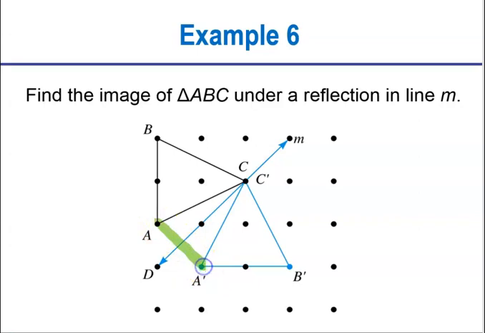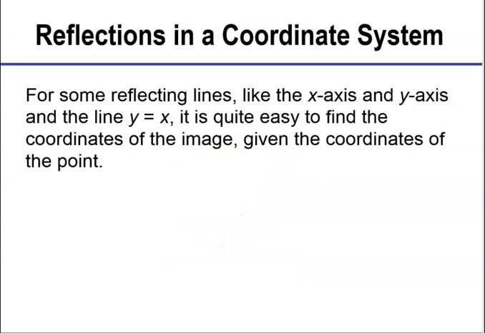So again, that line is perpendicular. This line is on the reflection line, so we can't do that there, but this line is also perpendicular to the reflecting line. That's really the key to doing this. For some reflecting lines, like the x-axis and the y-axis and the line y equals x, it is quite easy to find the coordinates of the image given the coordinates of the point.